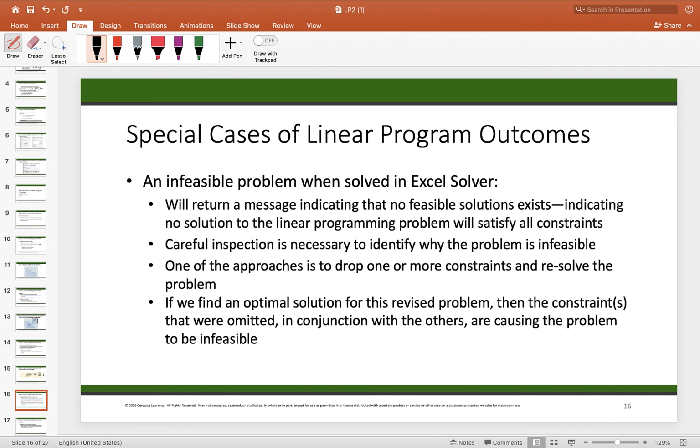One thing you can do is to drop a constraint one at a time, rerun the model and see if it works. If it does work and we can find an optimal solution, it is telling us that the constraint we missed out was causing the problem, either on its own or in conjunction with other constraints. Sometimes just taking one constraint out is enough to get the model to work.